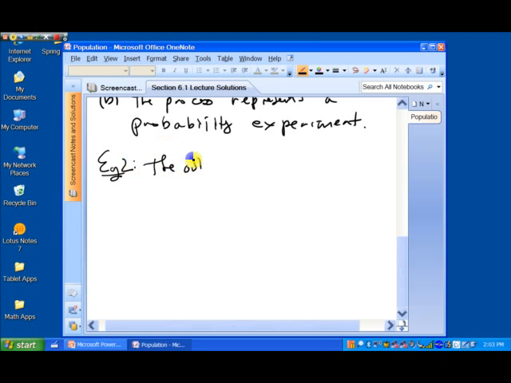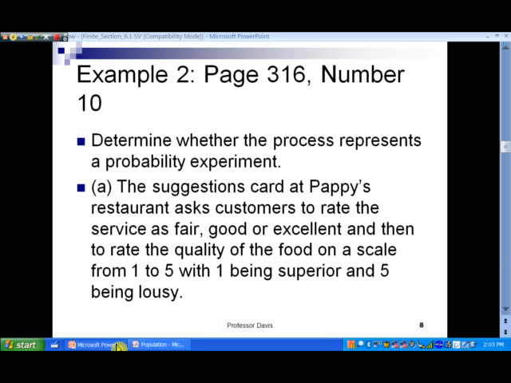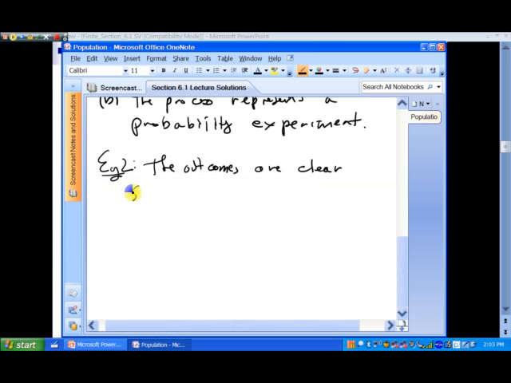For example 2, the outcomes are clear. They were to rate the service as fair, good, or excellent. So when you look at the data that would come out of this experiment, notice here it would be one of these 3 words, which is a form of data that we can talk about later. It's called nominal level data.